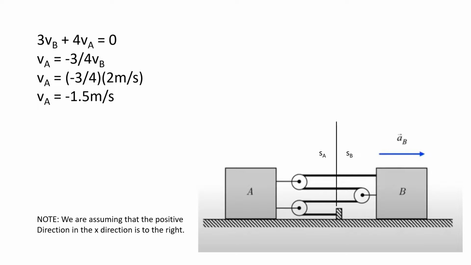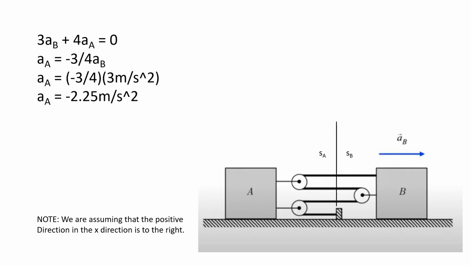So from the previous equation derived by taking the derivative with respect to time, for velocity we got 3v_B plus 4v_A equals 0. And since in the problem statement it said to find the velocity of A, we solved that equation for v_A to get v_A equals negative 3/4 v_B. And since v_B was given in the problem statement, you simply plug in the velocity for v_B and solve for v_A to get v_A equals negative 1.5 meters per second.